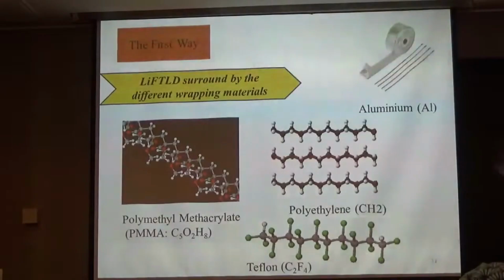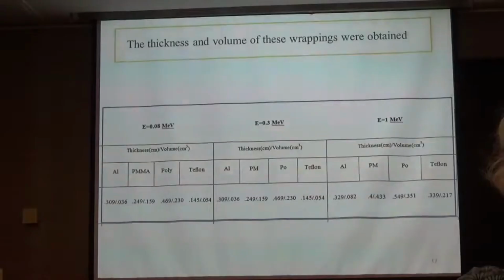The thickness and volume of this wrapping were obtained and indicated in this table. For example, at 1 MeV, the thickness obtained is 0.549 for polyethylene, while for Teflon it is 0.339, and the volume for polyethylene is 0.351, and for Teflon it is 0.270.